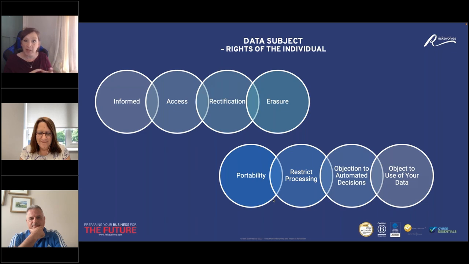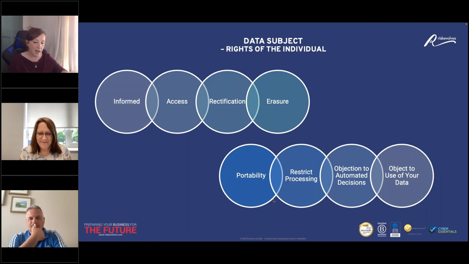If we've not been informed, then we absolutely can go to the organisation, go to the pizza shop and say, hang on a minute, you've not told me how you're going to use my data to provide my pizza. I'm not sure whether you'd want to do that because you might not get your pizza. Anyway, the second right that we all have is the right of access, which is the right to have a copy of the data that is being processed about us by an organisation.